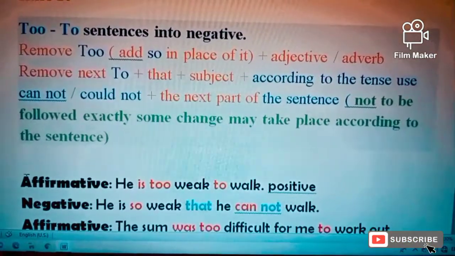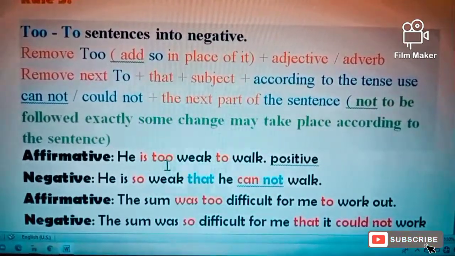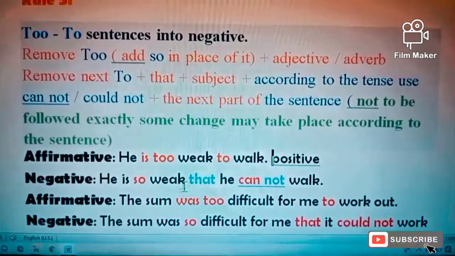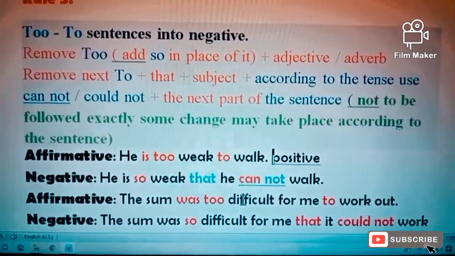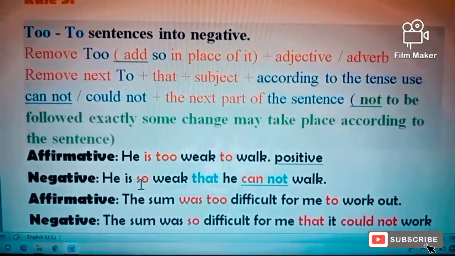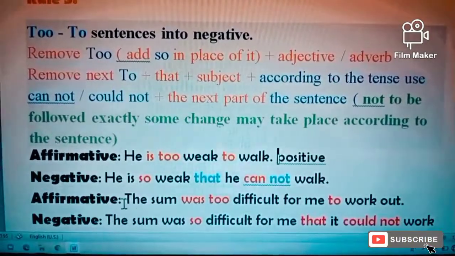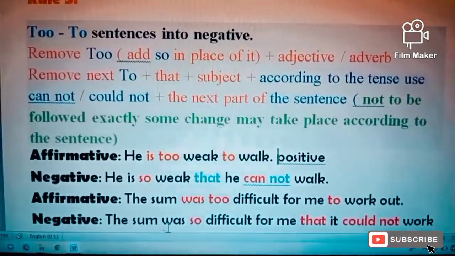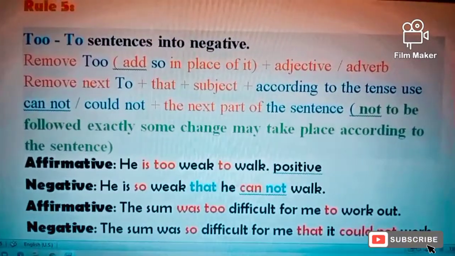Look at the given examples for better understanding. First sentence, affirmative: He is too weak to walk. That's a positive or affirmative sentence. While converting to negative, we can replace it with "so... that." Look at the changes that we should make. In negative, it becomes: He is so weak that he cannot walk. And the next sentence: The sum was too difficult for me to work out. The sum was so difficult for me that I could not work it out.